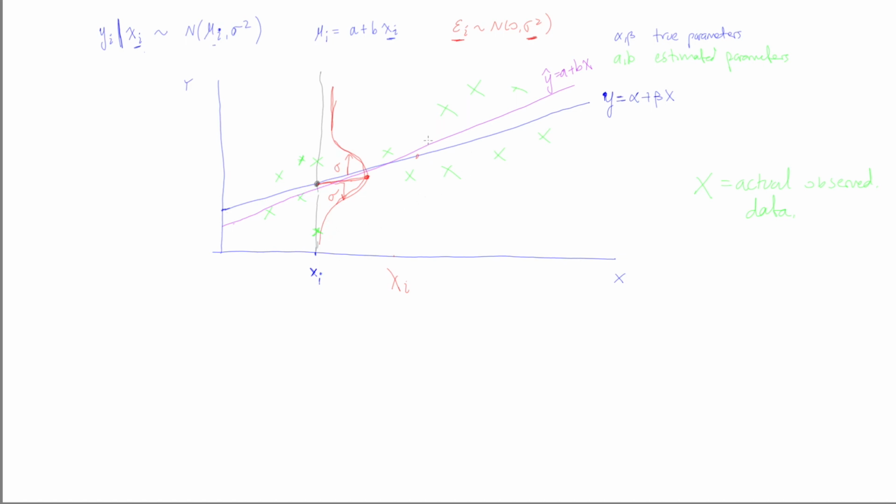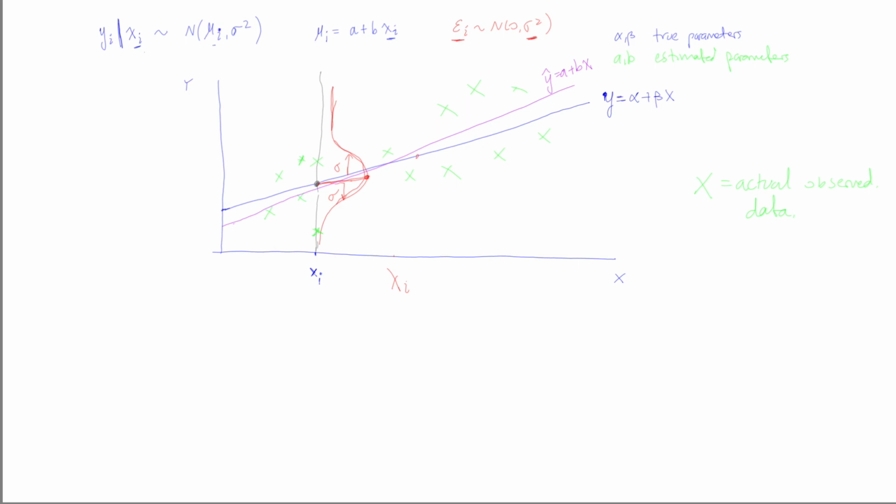So the idea of least squares is to find, for each xi value, the mean of the Gaussian distribution, as long as all the means sit on a straight line, a plus bx. That's kind of the idea. Okay, so hopefully this helps with understanding that picture.